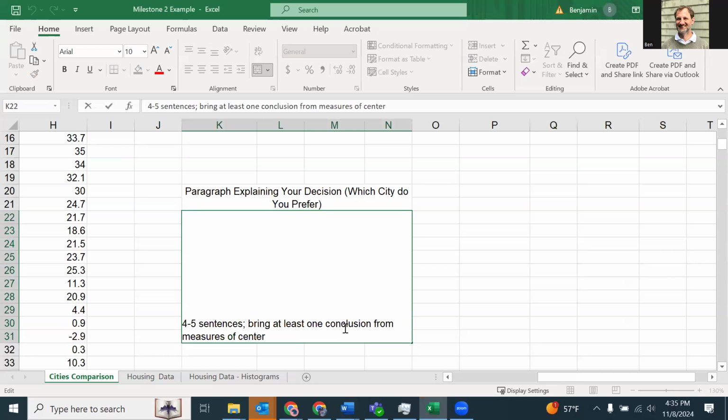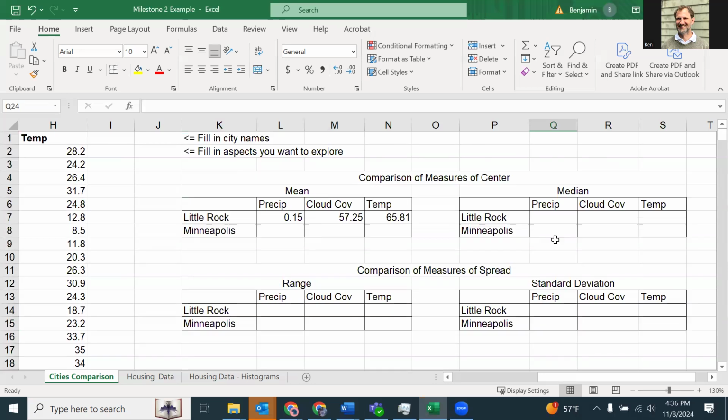So 4 to 5 sentences, one conclusion from measures of center, one from measures of spread. This is a minimum; if you've done this, you have kind of accomplished the basic task here. And we worked hard on interpretations. This tends to be a place where people really struggle. You did essentially do six different things, because you have measures of center for precipitation, cloud cover, and temperature, and then you have measures of spread for precipitation, cloud cover, and temperature for both cities.